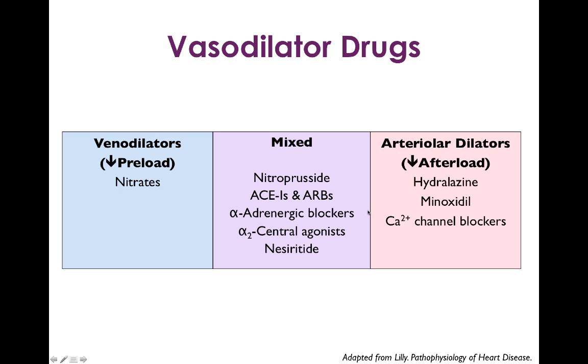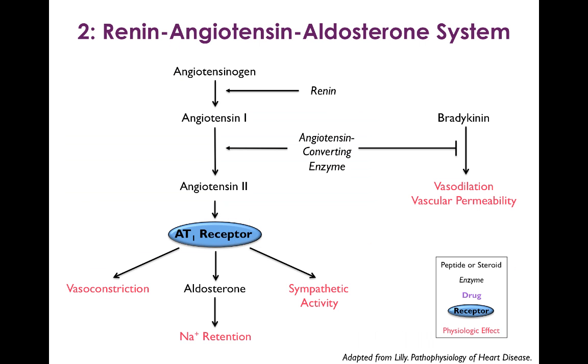And drugs with mixed effects, which are in the center here: nitroprusside, ACE inhibitors and ARBs, alpha-adrenergic blockers, and alpha-2 central agonists, as well as Nesiritide. So we'll go through these classes here, and what we'll start with is ACE inhibitors and ARBs, and what we'll actually do is consider the entire Renin-Angiotensin-Aldosterone system and talk about those drugs.